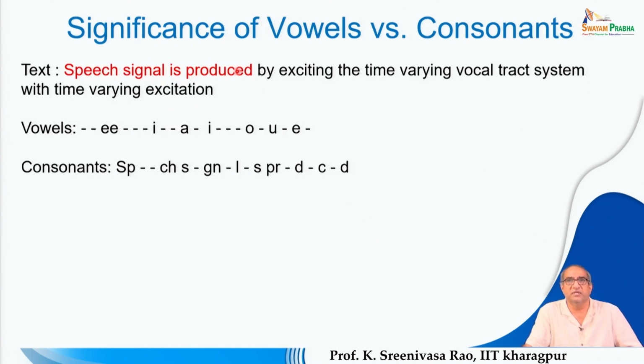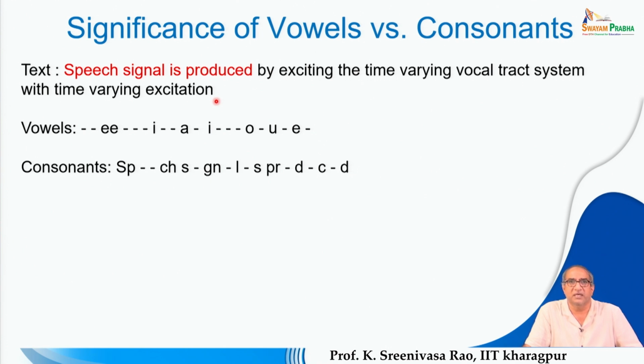The next one here is that, as we have seen so far, we discussed the time domain and frequency domain representations with respect to a sentence, and later on we will see the time domain and frequency domain signals with respect to individual sound units. Before that, let us see a message in written form: a speech signal is produced by exciting the time varying vocal tract system with a time varying excitation. So, this is the way speech is produced.